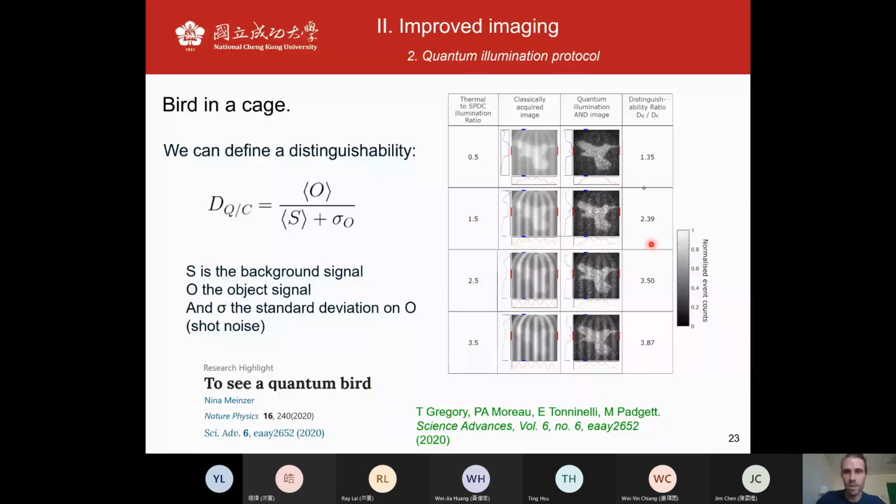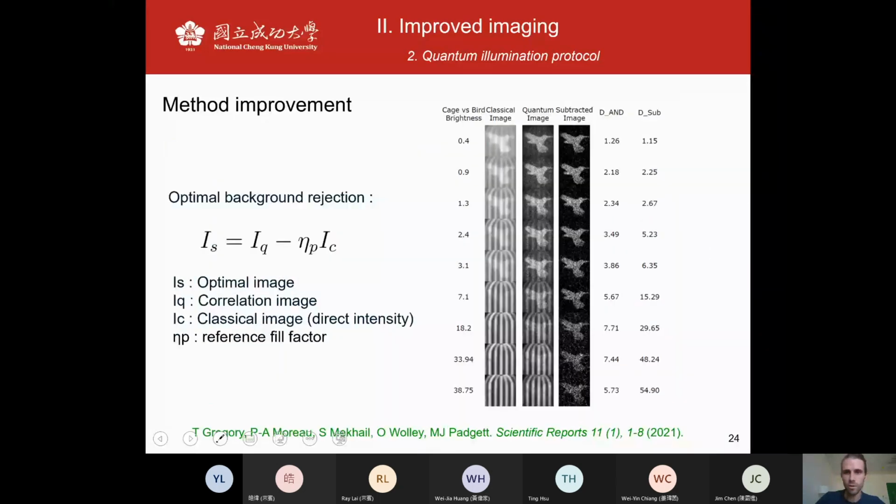Okay, so we get these images that look better, but quite recently we've improved upon the estimator that we are using for this improved image. By using both quantum and classical information in these images, we are able to get fully rid of the noise. So you can see here, for example, that we've got a very high noise compared to the level of intensity of the bird, but we can still see the bird here.